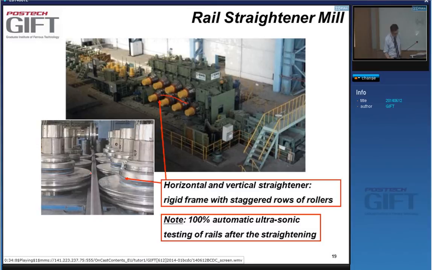Testing is important. You want to see the material quality externally and internally. In order to look into the material, you have to do ultrasonic testing. Yeah, that allows you to see if there are any internal defects. And for modern rail steel, in most advanced countries, 100% of the production is tested, yes?